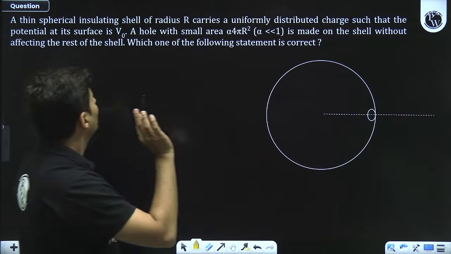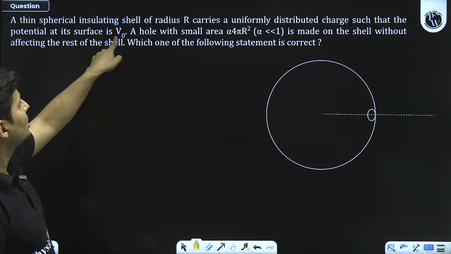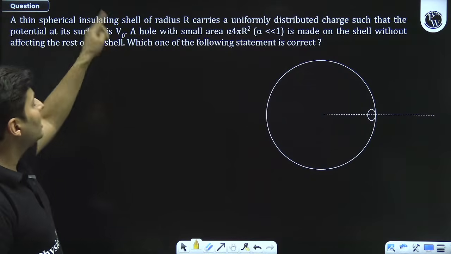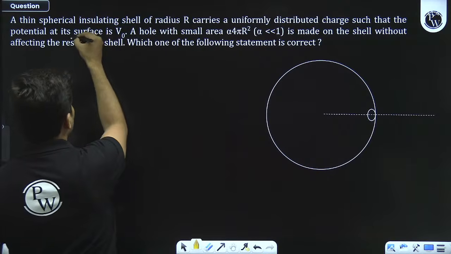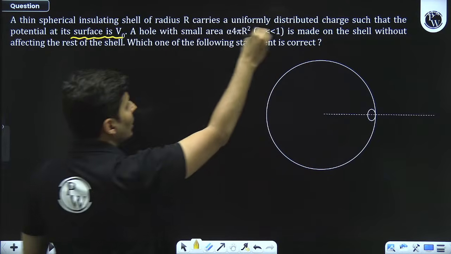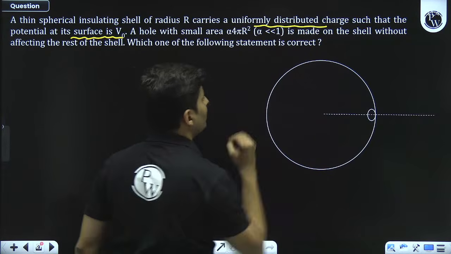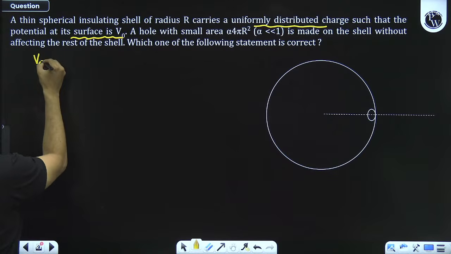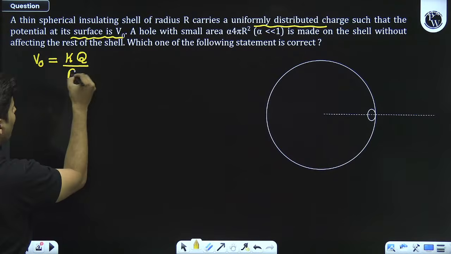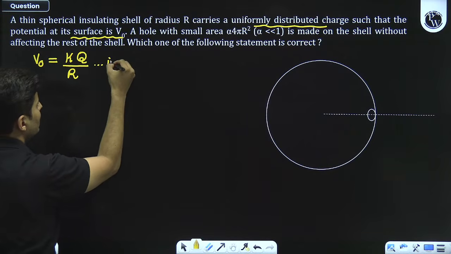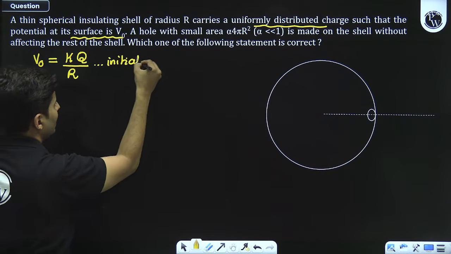Over here it was mentioned that the potential initially was V naught due to charge Q. So initially the potential was V naught because it was carrying some uniformly distributed charge. So that V naught will be Coulomb constant into Q divided by R. This is all initial, before even removing the charge.